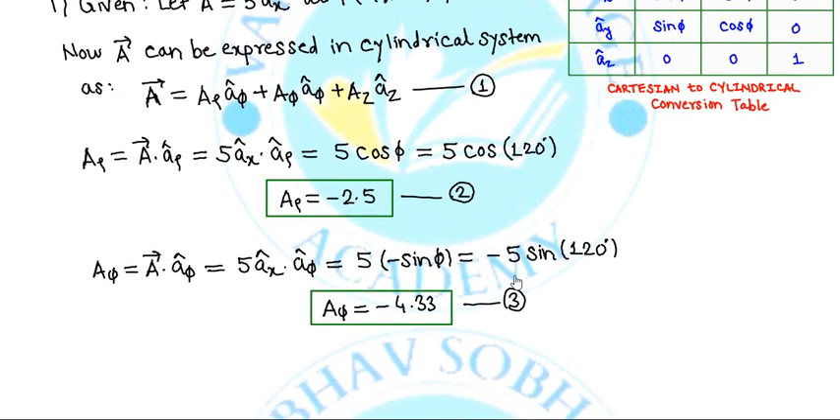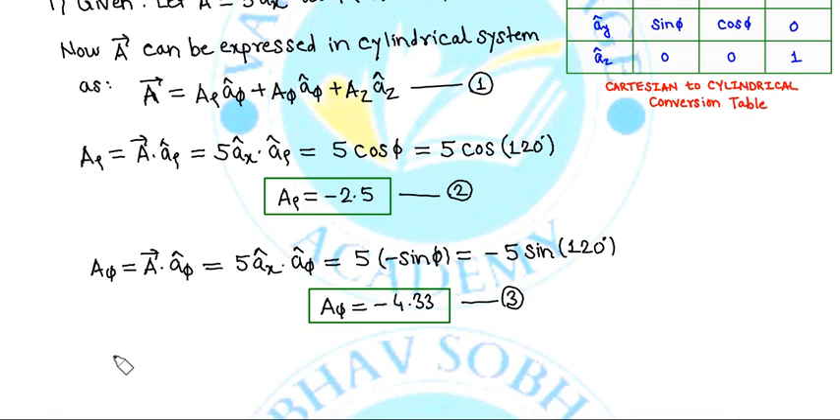Now next is left. What is left? We are left with AZ. So what is the magnitude along the Z direction? It will be the projection of vector A onto the AZ direction. And what do we have for vector A? We are given vector A as 5 x cap, having a dot product with AZ.